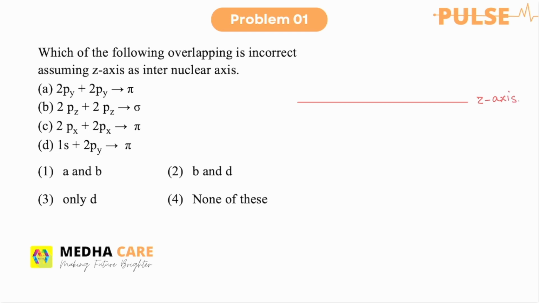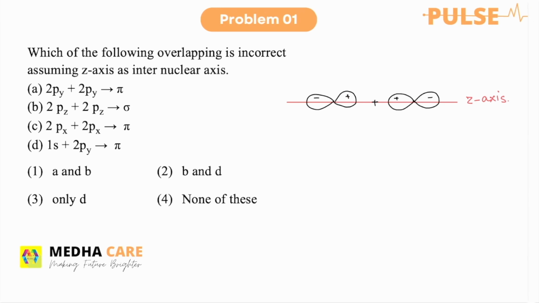Now if we consider pz orbital, it will be along Z axis. So this is pz orbital. Let us consider another pz orbital. They are along Z axis. If the sign of the wave function is the same, then they will overlap, constructive overlap. So if along Z axis they overlap head to head, then pz orbitals will overlap head to head. So that's why it will form a sigma bond. So it will form sigma orbital. Okay. So option B is correct. PZ will form sigma.